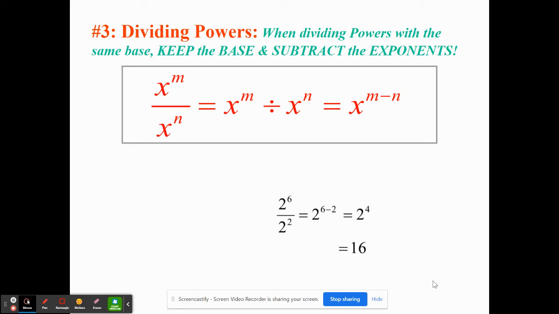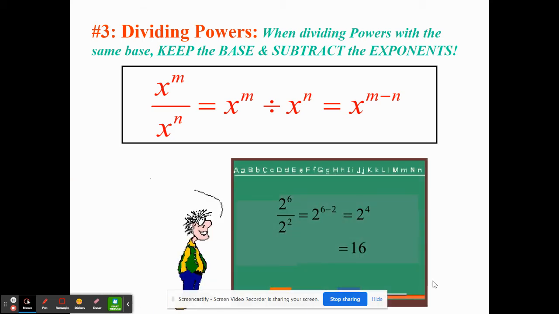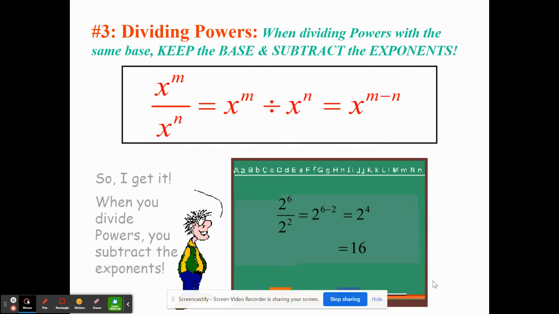And then with a 2 base, because the 2 bases match, because they're both 2 in the base, it's 6 and 2, so 6 minus 2 then becomes 2 to the 4th power, which means 2 times 2 times 2 times 2. So when you divide powers, you subtract the exponents.